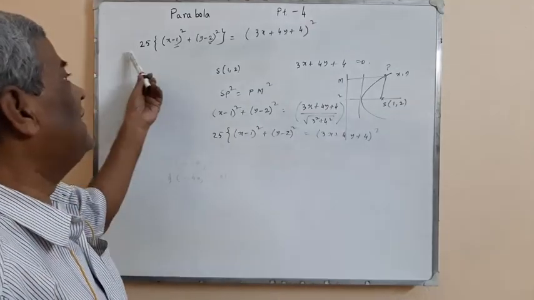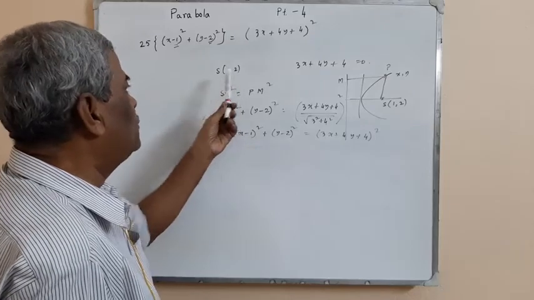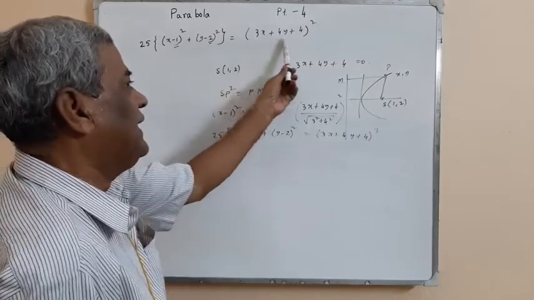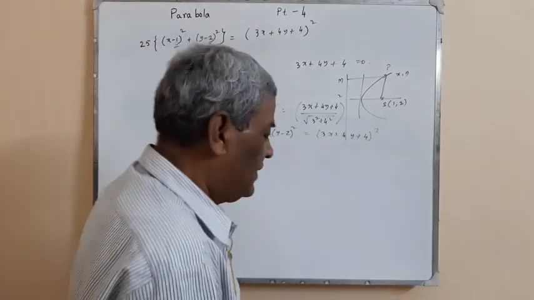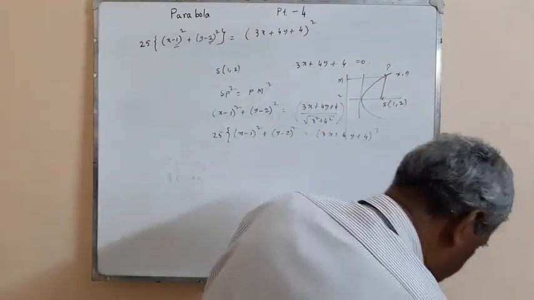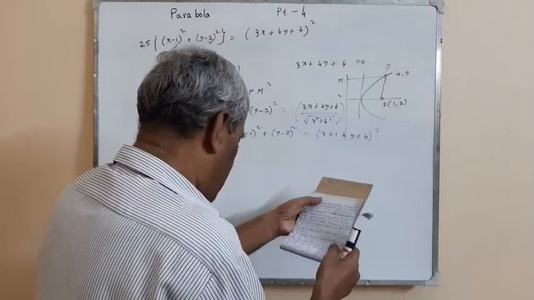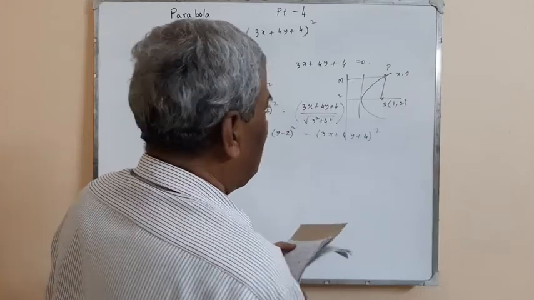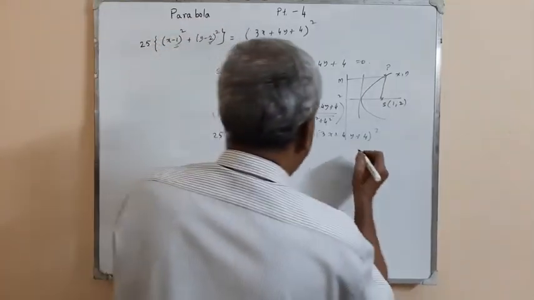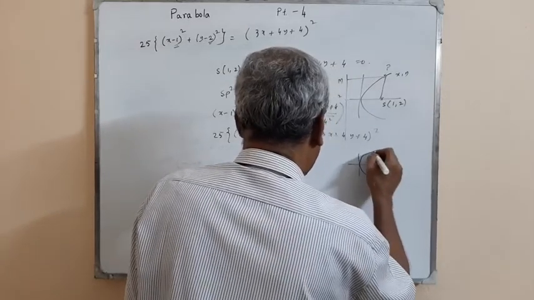Once we know that this is a parabola, its focus is at (1, 2) and its equation of directrix is this, then very easily we can find the equation of directrix. What we actually have to find is the length of latus rectum. For the standard equation, the length of latus rectum is 4a.